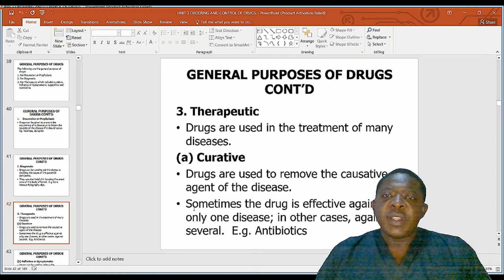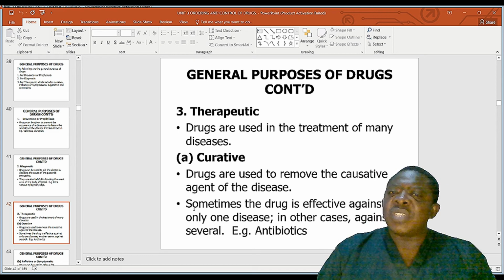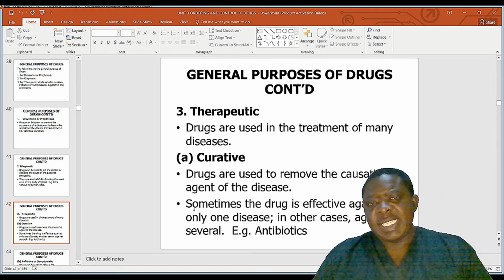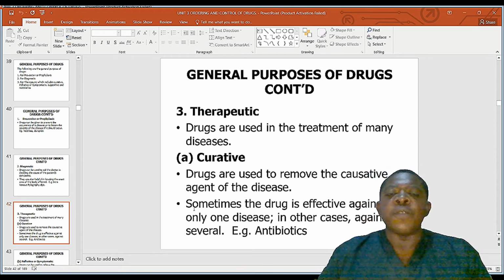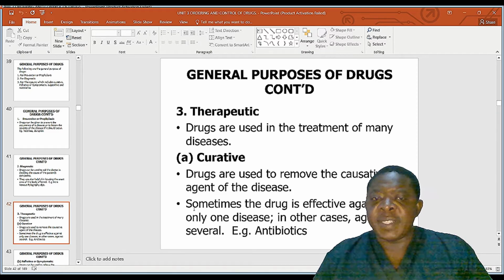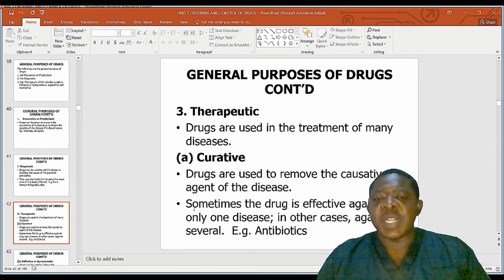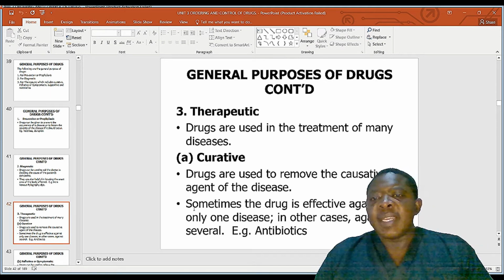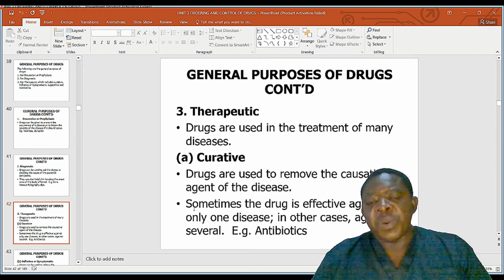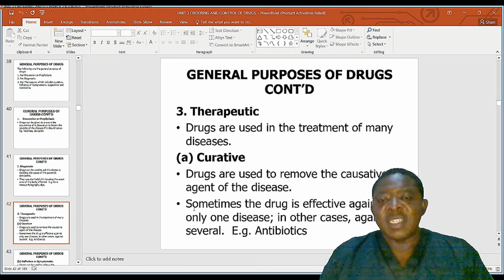The other general purpose is therapeutic. Drugs are used in the treatment of many diseases. First, for curative, drugs are used to remove the causative agent of the disease. Sometimes the drug is effective against only one disease, and in other cases, against several. When you talk of antibiotics, they work against a lot of bacteria or germs.